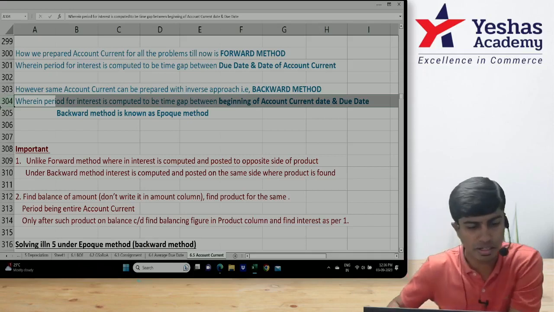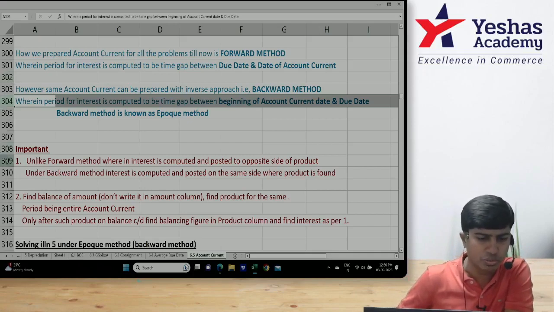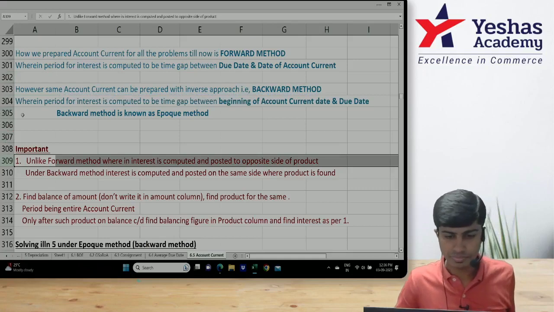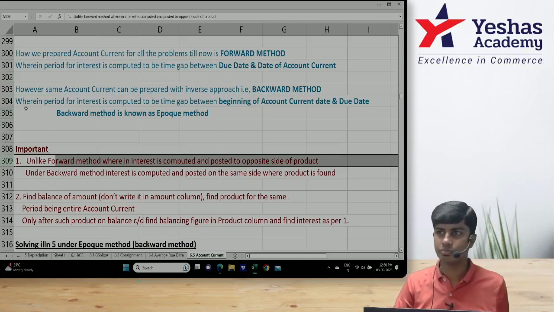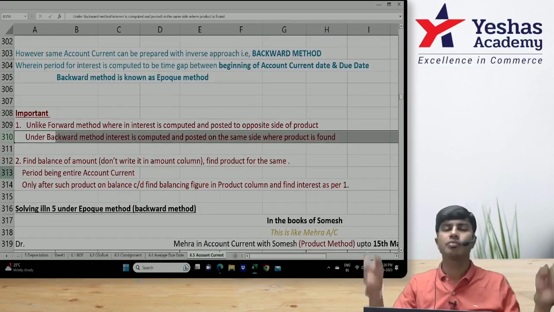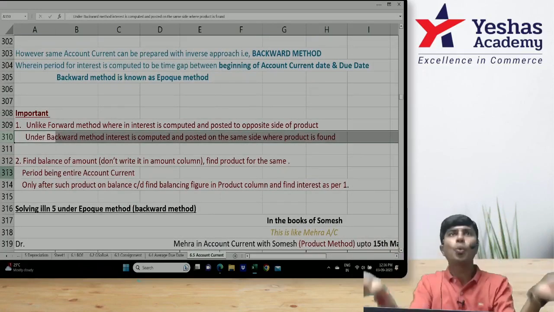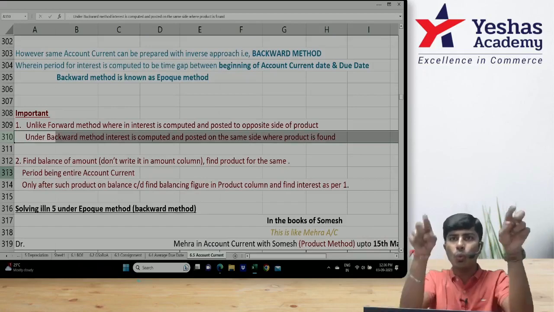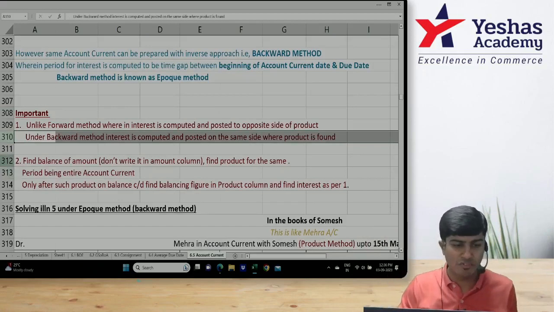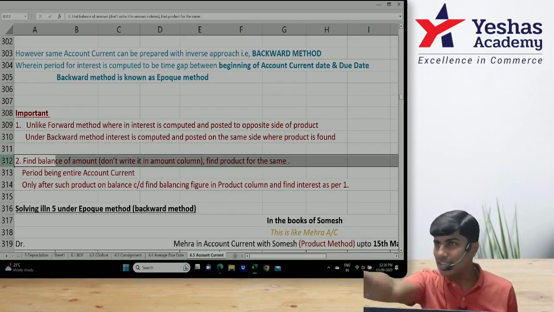Okay, then the important points. Point number 1. Second one, find the balance of amount. Don't write it in the amount column.